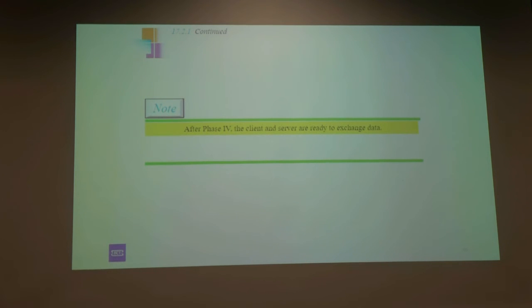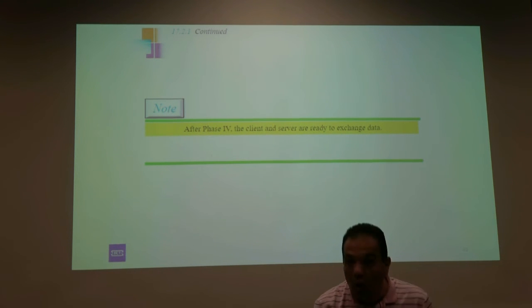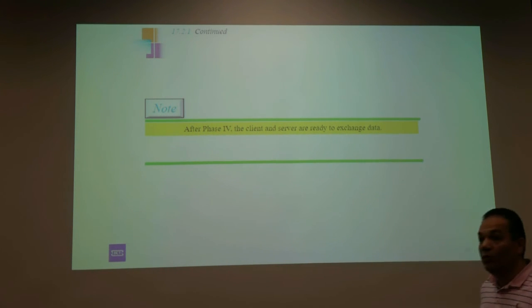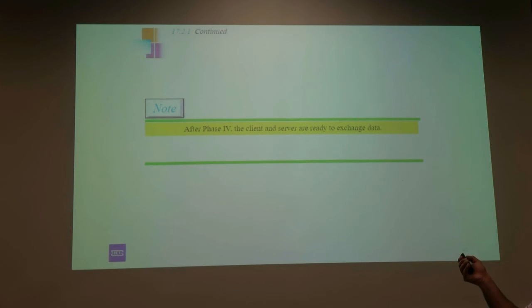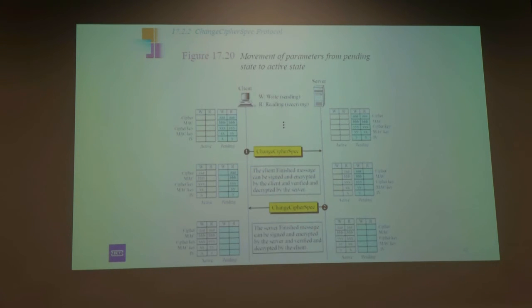After phase 4, the client and the server are ready to exchange data. Do you remember what we were talking about? SSL has how many protocols? 4. What is the first one? Handshake. That's the handshake. Now we're going to talk about the second protocol, which is the change cipher spec protocol.